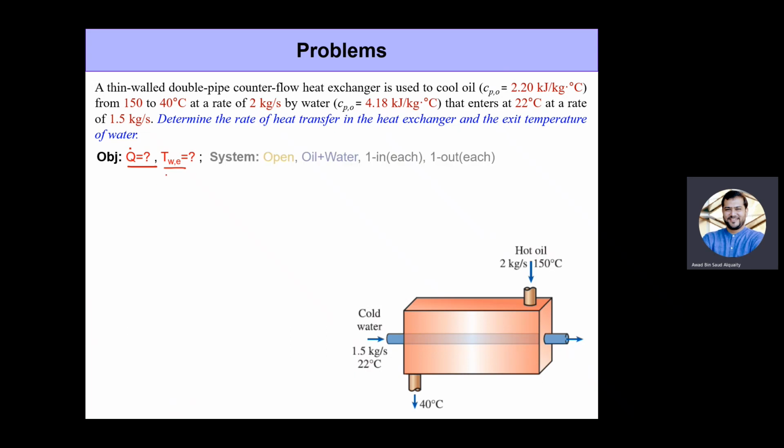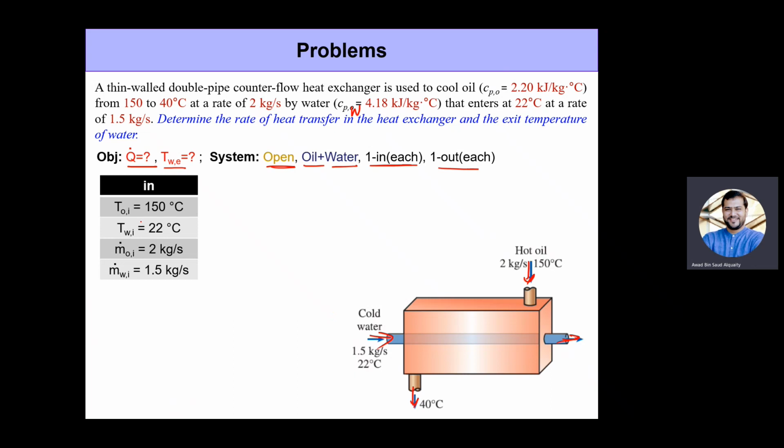And the system that we are dealing with is again an open system because there's mass coming in and going out. We have oil and water, the two fluids that we're going to deal with, and we have been provided the specific heats. And we know that there is one inlet and one outlet for each of these two fluids. So hot oil enters in one inlet, goes out from one outlet. Same way, cold water enters from one inlet, goes out from another outlet. Okay. So let's write down the conditions provided to us.